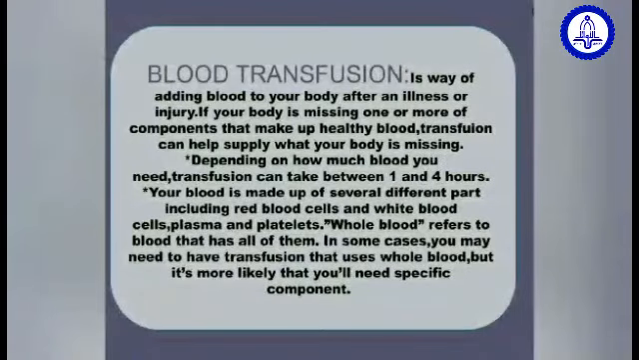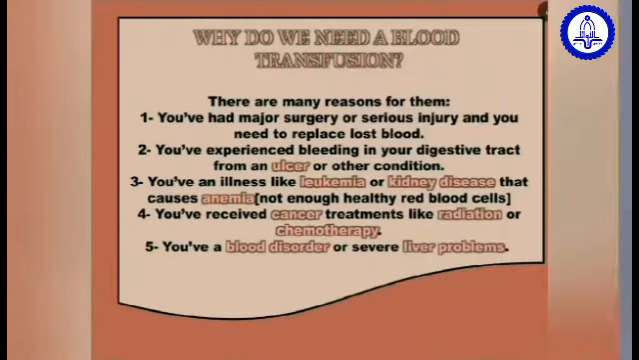Blood transfusion is a way of adding blood to your body after an illness or injury if your body is missing one or more of the components that make up healthy blood. Transfusion can help supply what your body is missing, depending on how much blood you need. Transfusion can take between 1 and 4 hours. Your blood is made up of several different parts, including red blood cells and white blood cells, plasma and platelets. Whole blood refers to blood that has all of them. In some cases you may need a transfusion that uses whole blood, but it's more likely that you'll need a specific component.